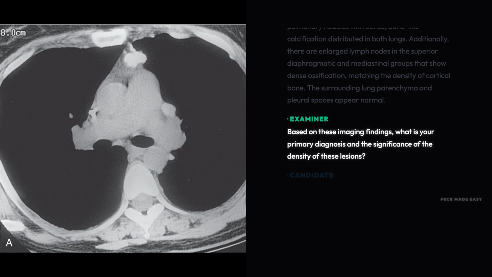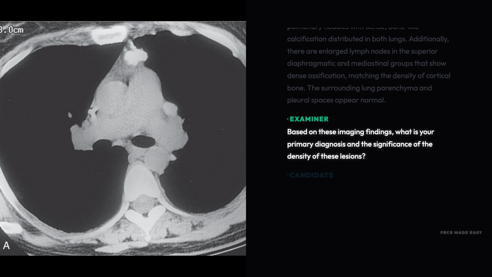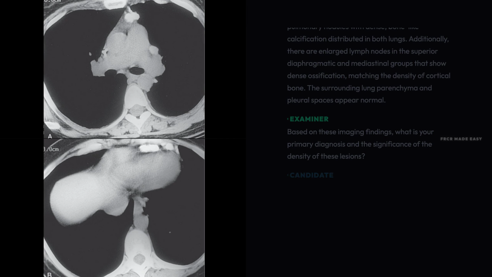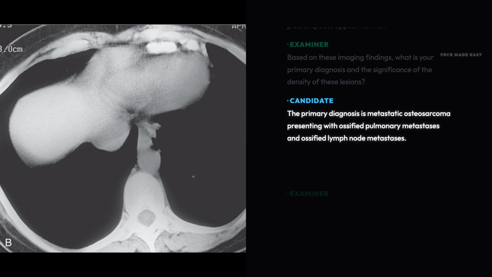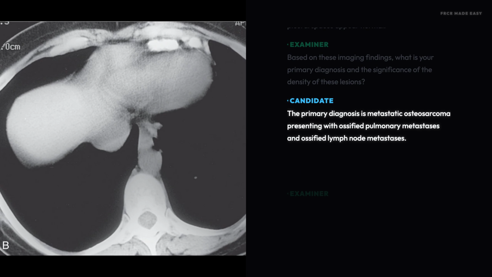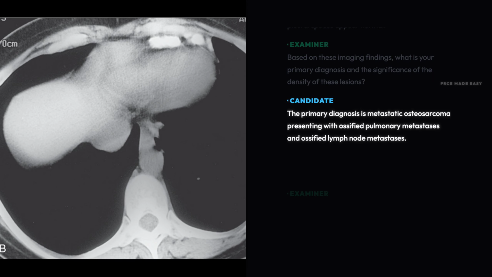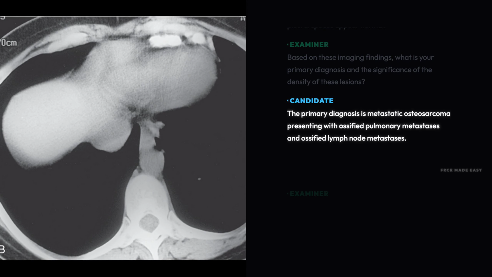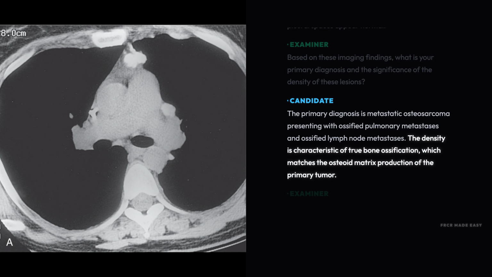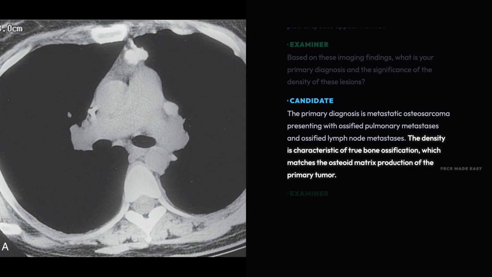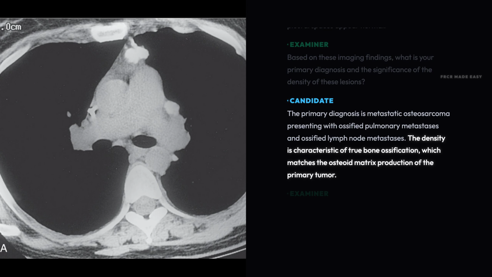Based on these imaging findings, what is your primary diagnosis and the significance of the density of these lesions? The primary diagnosis is metastatic osteosarcoma, presenting with ossified pulmonary metastases and ossified lymph node metastases. The density is characteristic of true bone ossification, which matches the osteoid matrix production of the primary tumor.